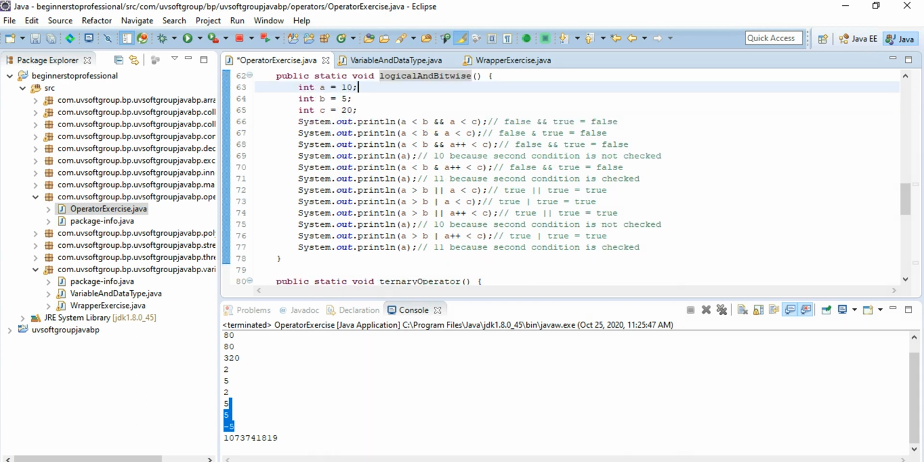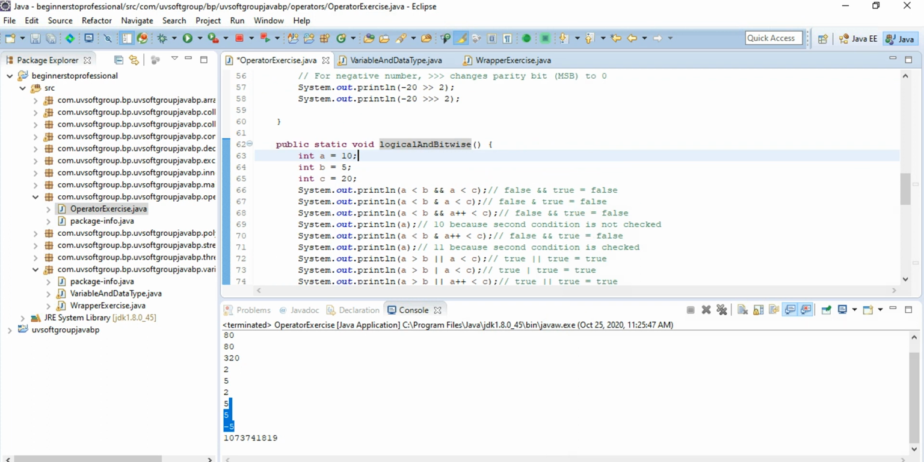So logical operators, meaning you have more conditions, like this is one of the conditions, the logical condition. The logical AND condition does not check the second condition if the first condition is false. It only checks the second condition if the first condition is true. This is how the logical AND operator works. And the bitwise AND operator only checks both conditions. That means condition 1 and condition 2 are always checked.